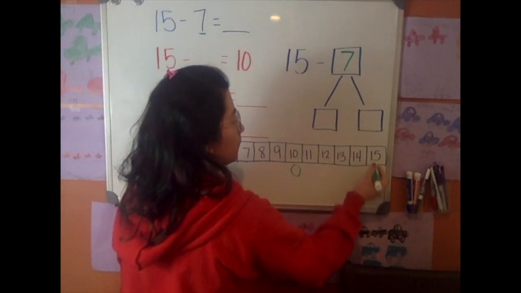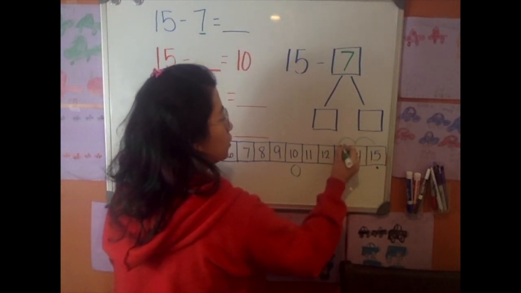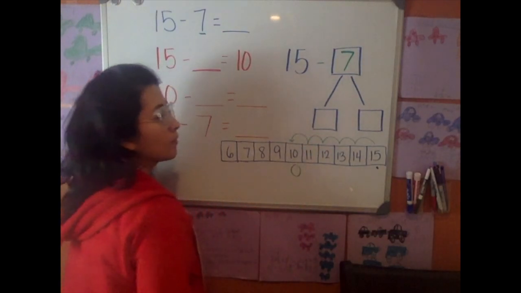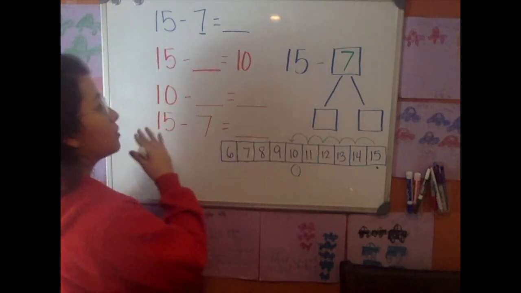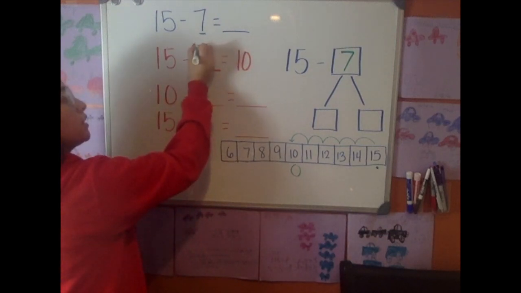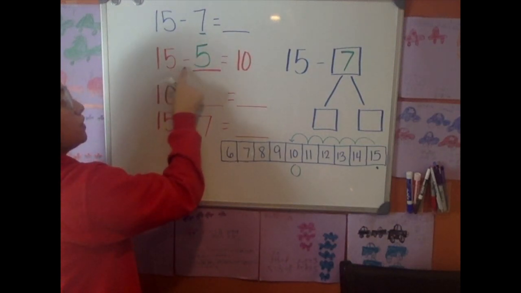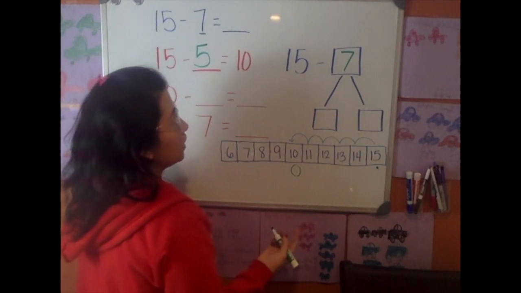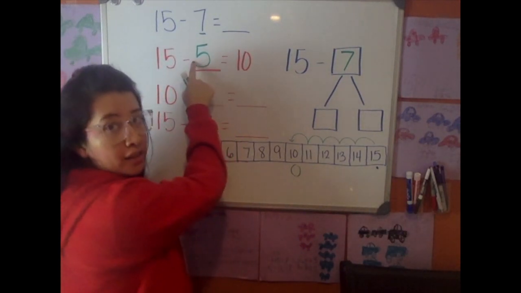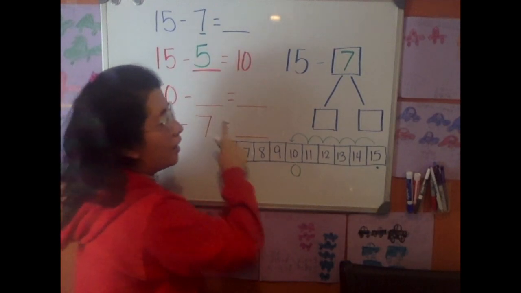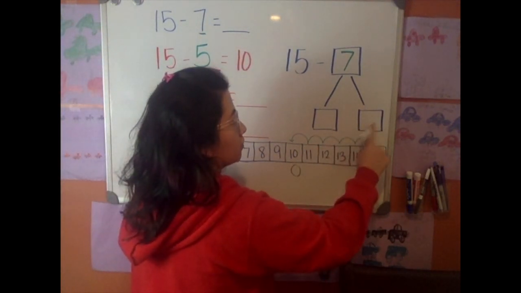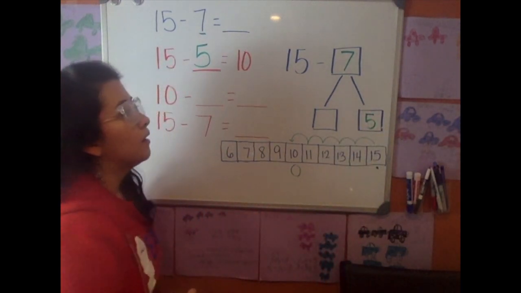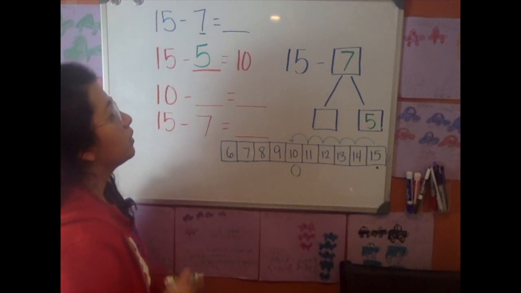Well, let's see. 1, 2, 3, 4, 5. I had to hop backwards 5 spaces to get to 10. So 15 minus 5 equals 10. The next thing that I have to do is I actually have to take this 5 that's right here and I have to move it here. All right, so far so good.